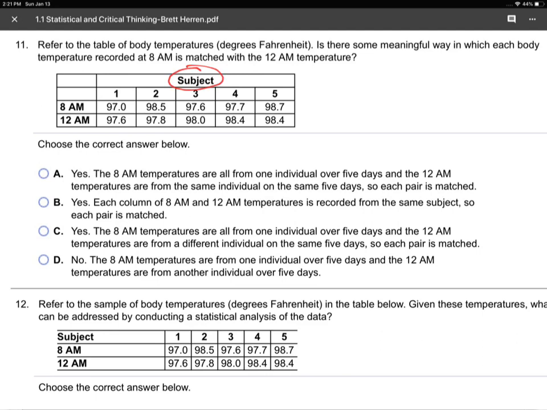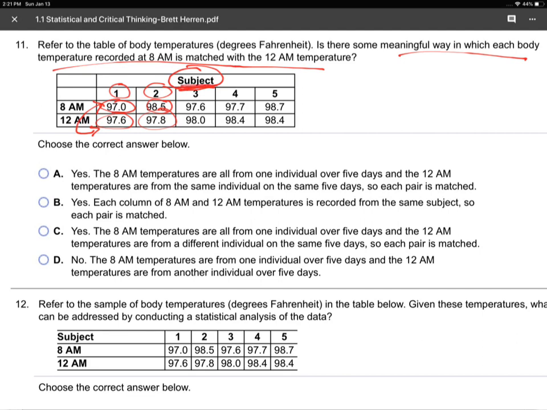Notice the word subject. So that means this is subject number one, person number one. This is his or her body temperature at 8 o'clock and their body temperature at 12. This is person number two, their body temperature at 8 and their body temperature at 12. So is there a meaningful way in which the 8 a.m. and the 12 a.m.s are matched? Yeah. It's a person's body temperature, right? This matches with this in a meaningful way because it's the same person. That's what they're wanting us to see. That's the same person, their body temperature at 8 and 12. How do I know? Because it said subject.